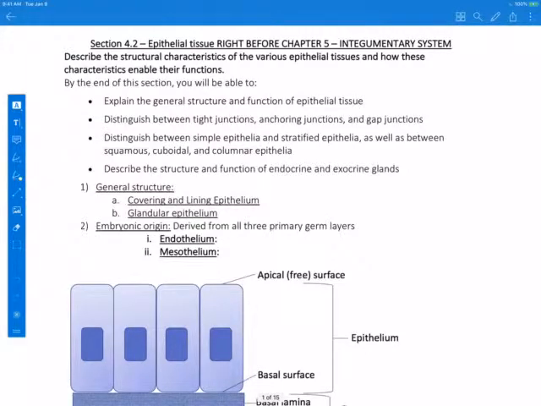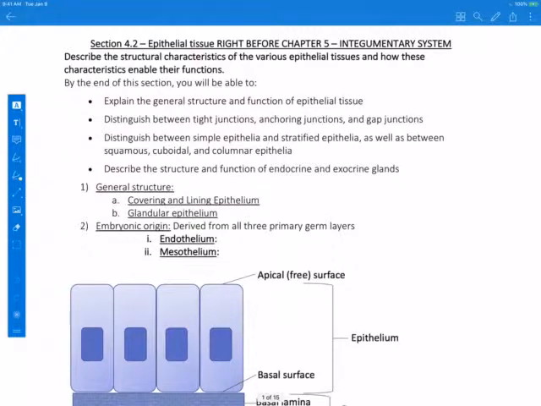The second type of epithelium would be glandular epithelium, and this includes epithelial cells that form glandular tissue. And so glands basically produce a product and then secrete it. So we're going to talk about covering and lining epithelium, and then we'll also talk about glandular epithelium.